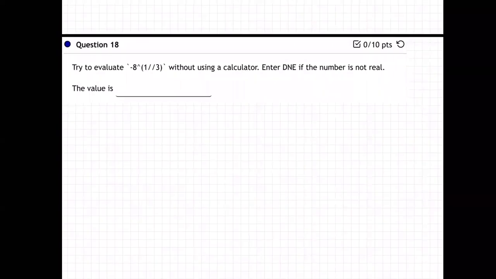Okay, so on this question, they're wanting us to evaluate -8 to the 1/3 power. So how do we do that? Well, remember the rule, a fractional power like a over b is the bth root of x to the a.